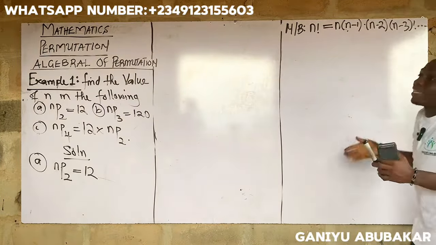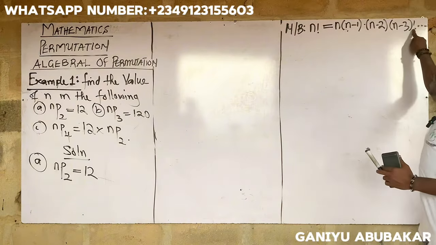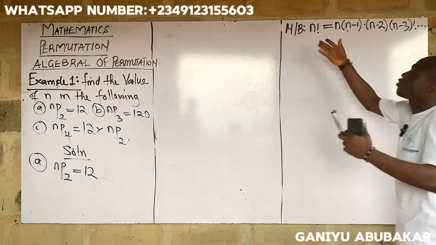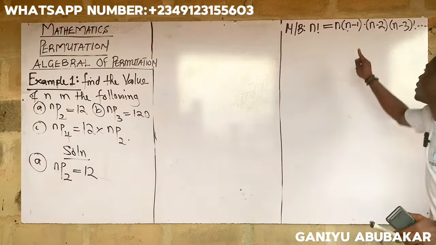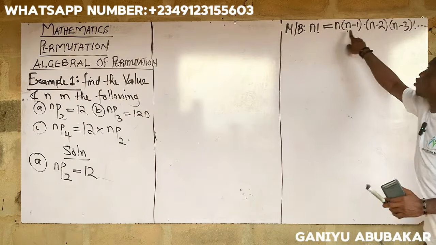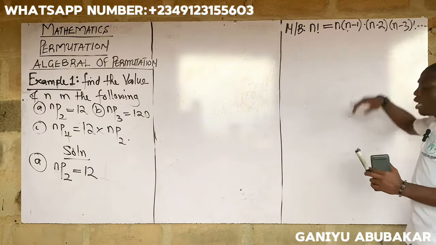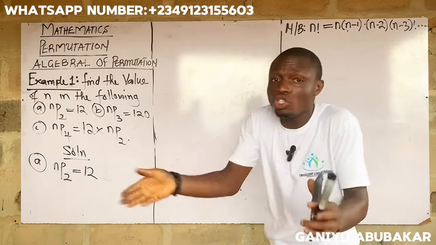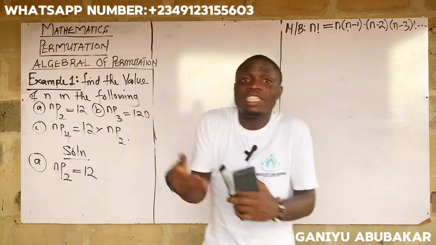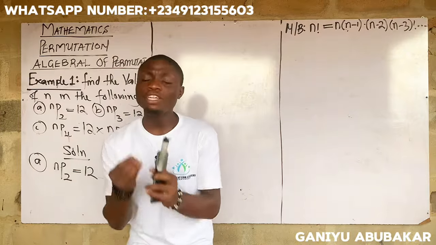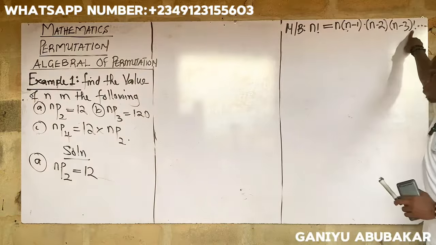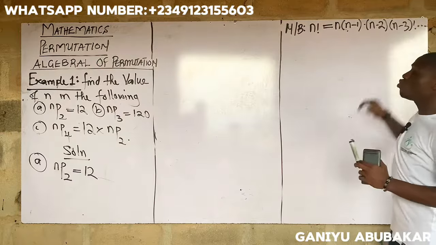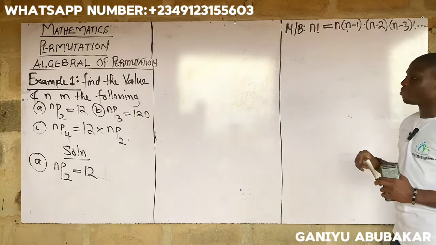So if I want to stop at 3 now, I have to put factorial at the back of it. So n factorial can be anything. You can stop at any point. Just know that you start with n, then n minus 1, n minus 2, n minus 3, n minus 4, n minus 5. It continues until you reach your destination where you want to stop. And mind you, anywhere you stop, put a factorial symbol at the back. Know this, it is very important.